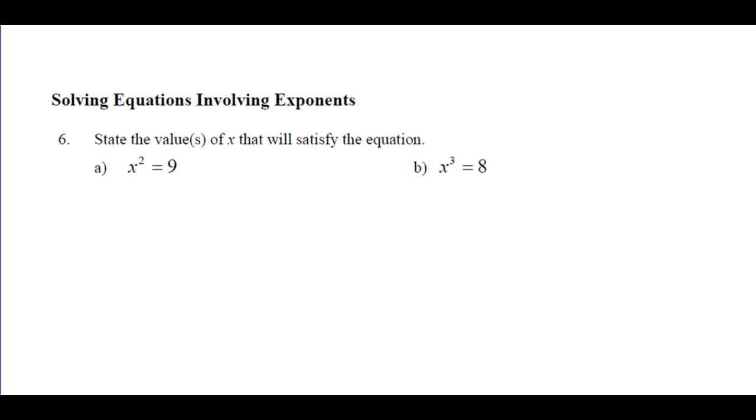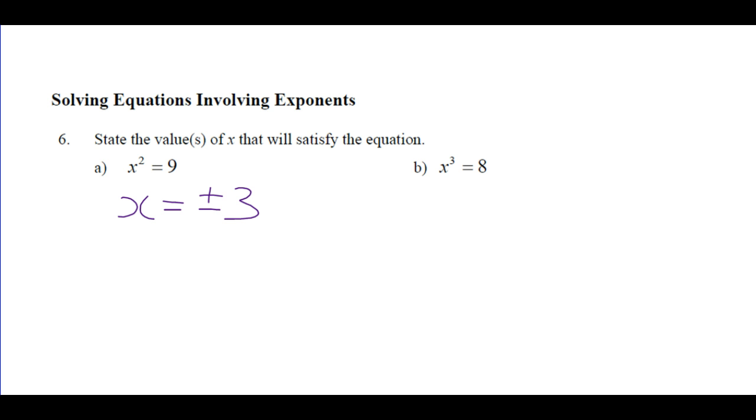You will see stuff like this though. State the value or values of x. So if x squared is 9, then x is actually positive 3 or negative 3. Whenever you're taking an even root, you get a positive number or a negative number.